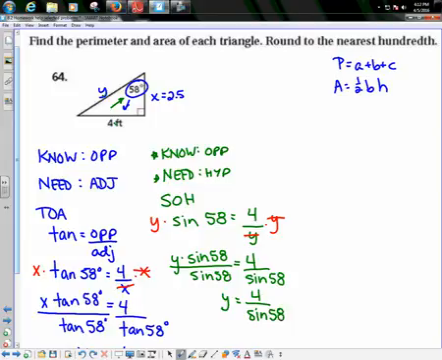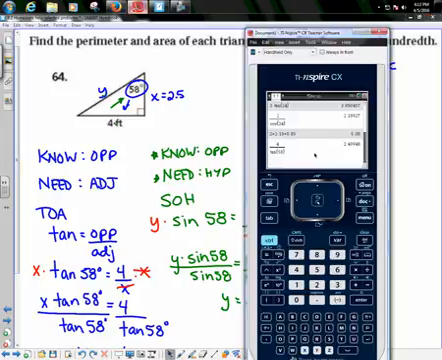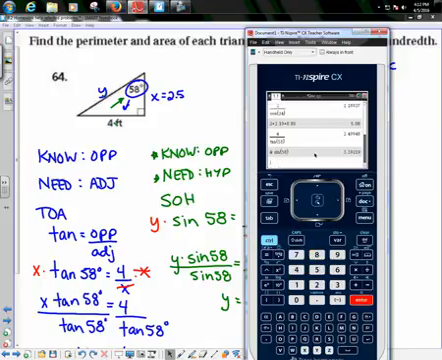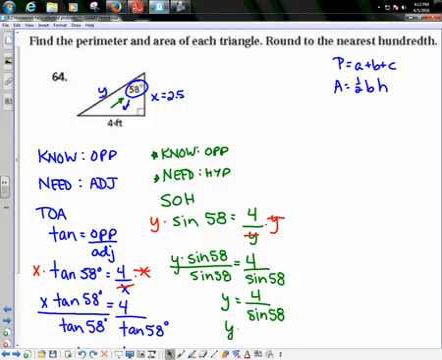So we go to our handy dandy calculator. 4 divided by the sine of 58, and we'll hit enter. So our final answer is 3.392. That 2 is not enough to round the digit in front of it. So my final answer is 3.39. So y equals 3.39.